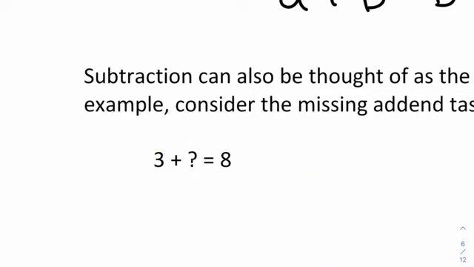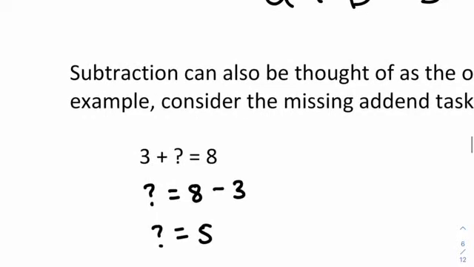So subtraction is the operation to help you resolve a missing addend task. The question mark would be, well, the 8 was the total, and remove the 3. In other words, just compare 8 and 3, and that gives you the amount that you needed to add to 3 to get to 8.